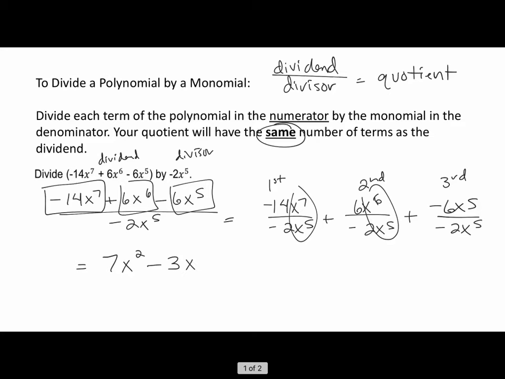For the third term, negative 6 divided by negative 2 is a positive 3. And x to the 5th divided by x to the 5th is x to the 0, or just 1. So if you multiply by 1, that does not change that last term, because 3 times 1 is still 3.